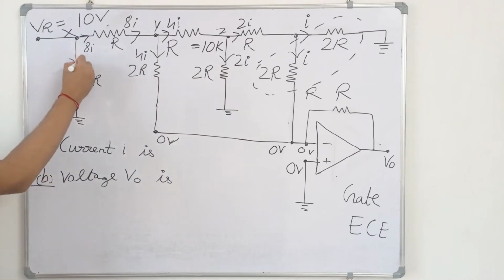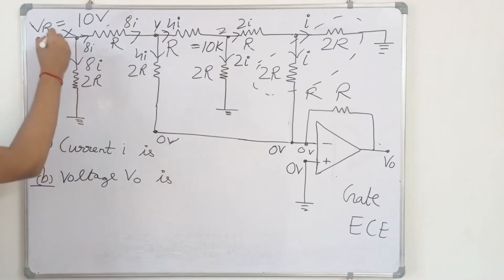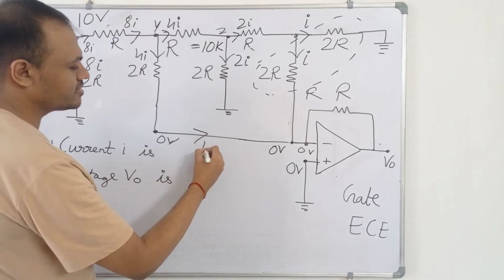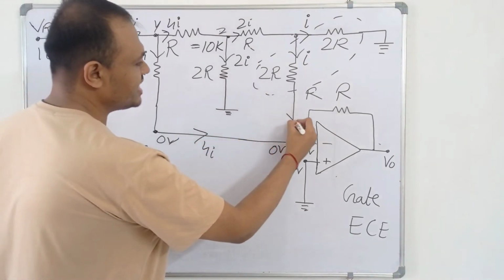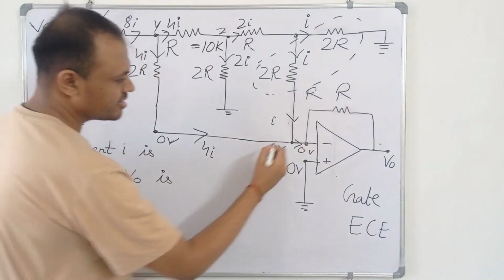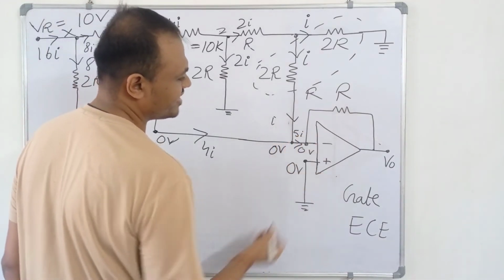So if this current is 8I, this current must also be equal to 8I. So the current which is coming out of this VR must be equal to 16I. So this current is 16I. This current is 4I. This current is I. So the current which is going inside, which is here, is equal to 5I.